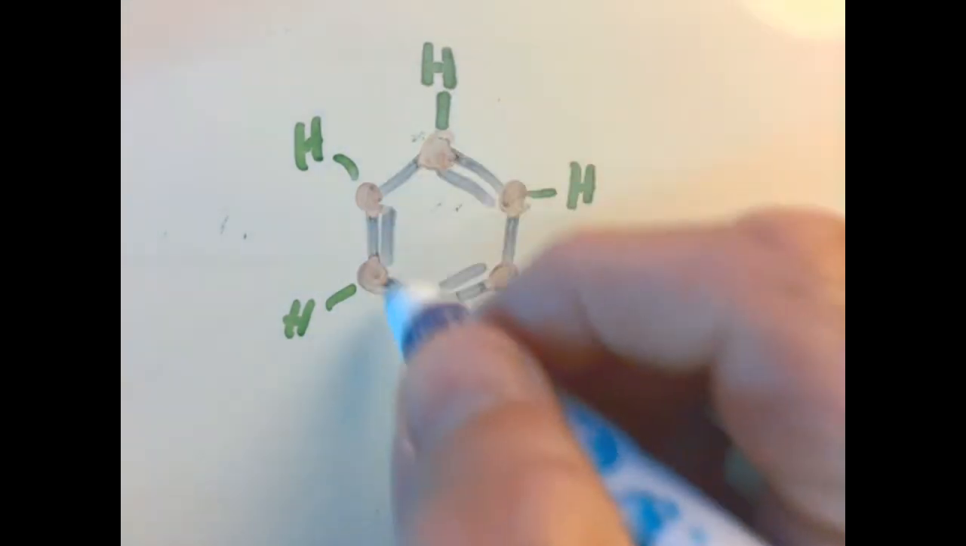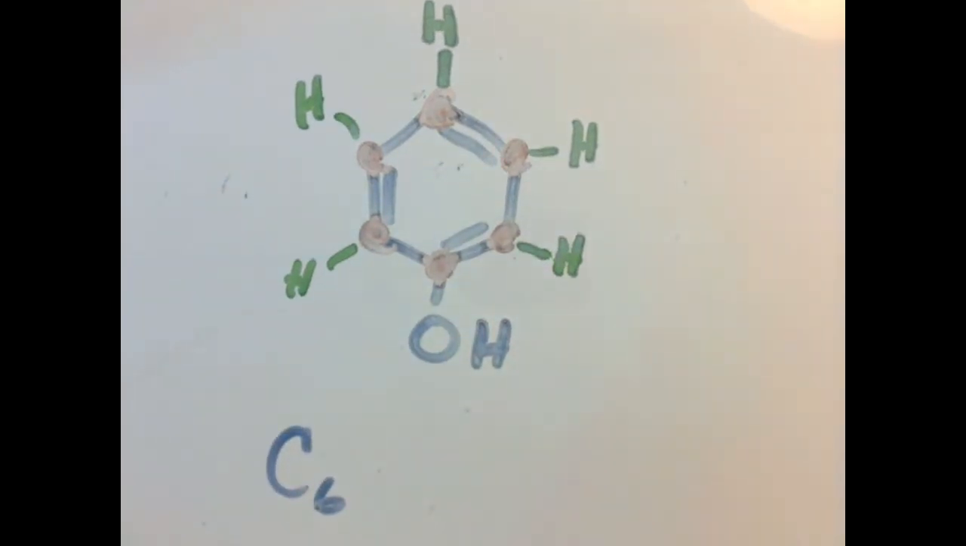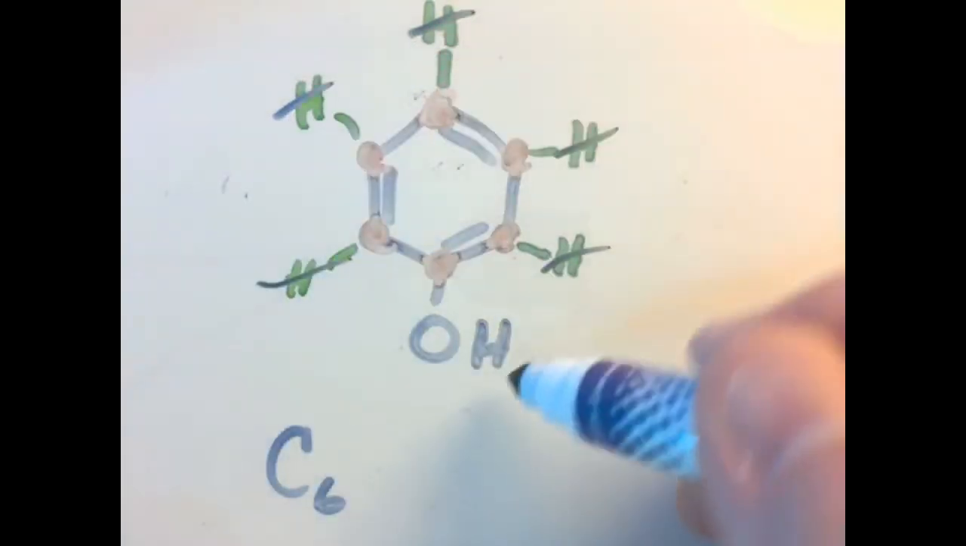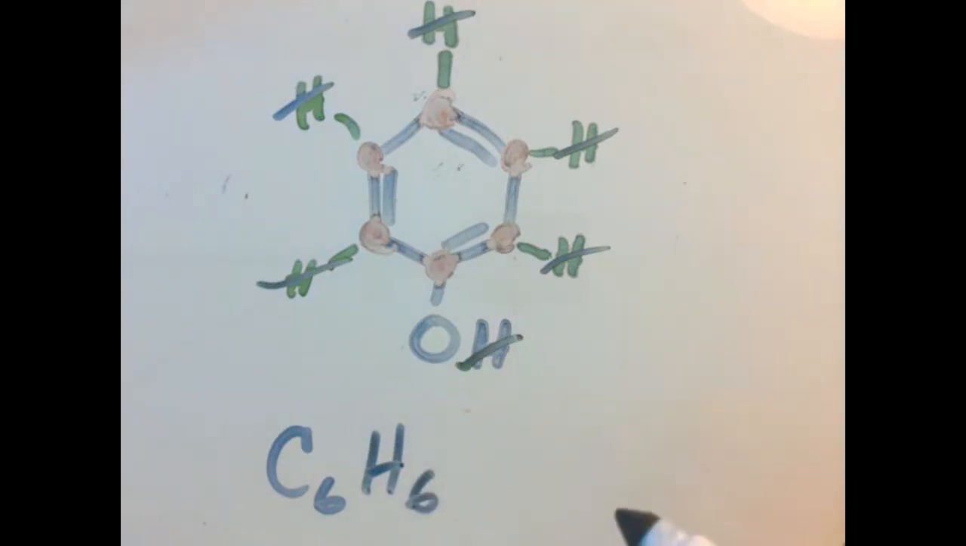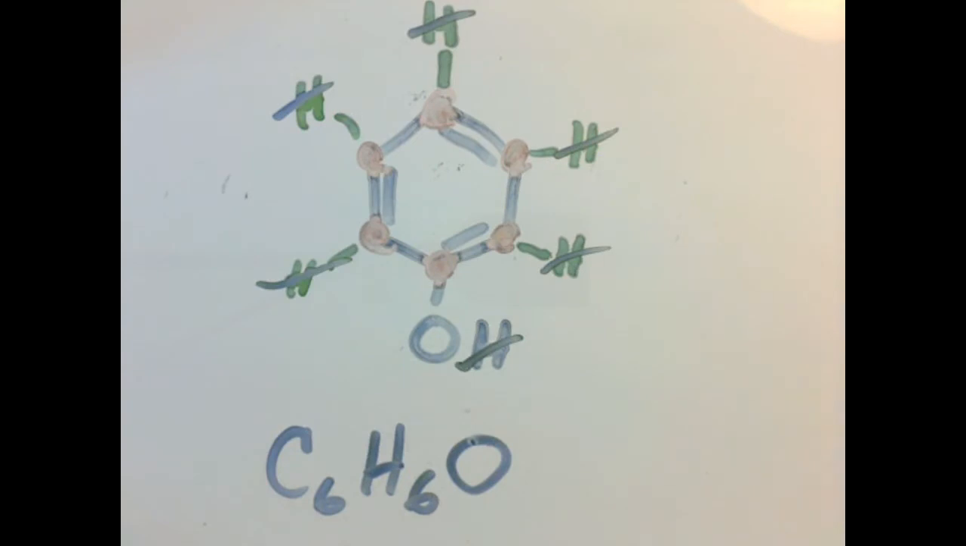The carbons, there's 1, 2, 3, 4, 5, 6. C6. The hydrogens, 1, 2, 3, 4, 5. Don't forget that one, 6. Anything else there besides carbons and hydrogens? And yes, there's one oxygen. So there's an oxygen atom. That is the chemical formula for this phenol molecule.